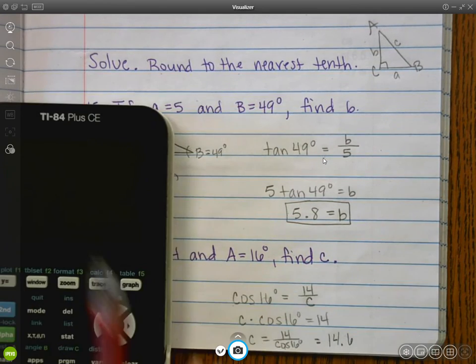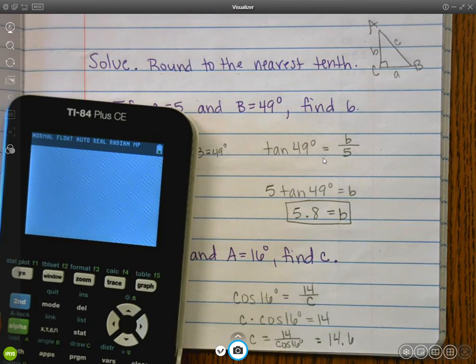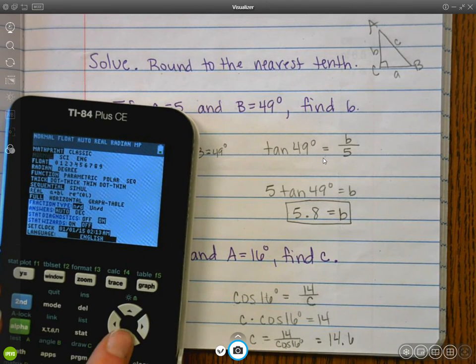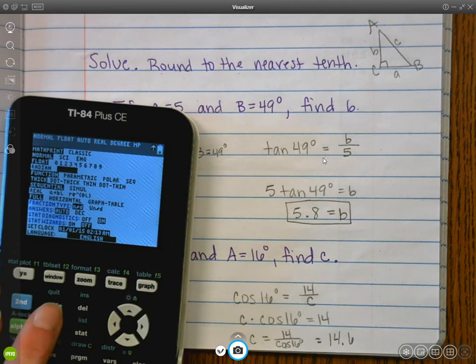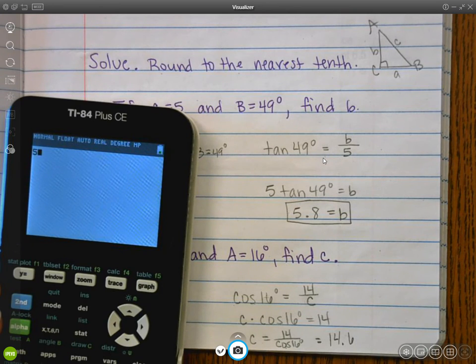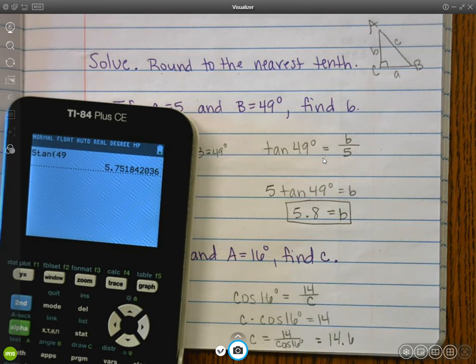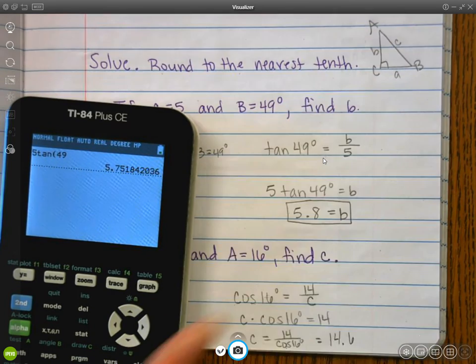And I just type that in my calculator. That's in degrees. So remember, your calculator has more than one mode. The first thing you do is make sure that your calculator is in degrees. And then I can do 5 tangent 49, and I get my answer. I know that side B is about 5.8, and I rounded to the tenths because they told me to.